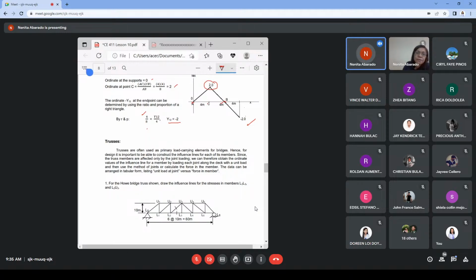Then, connect it with the support. Extend nyo lang hanggang dire sa kanyang point.